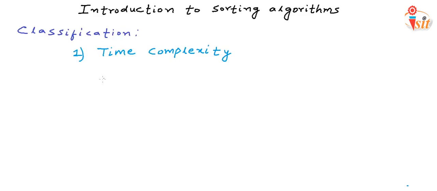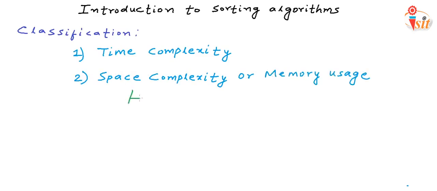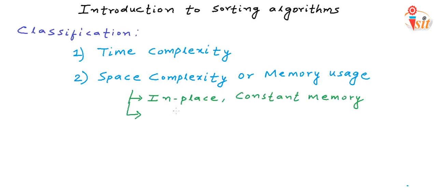The second parameter that we use for classification is space complexity or memory usage. Some sorting algorithms are in place. They use a constant amount of extra memory to rearrange the elements in the list, while some sorting algorithms like merge sort use extra memory to temporarily store data, and the memory usage grows with input size.